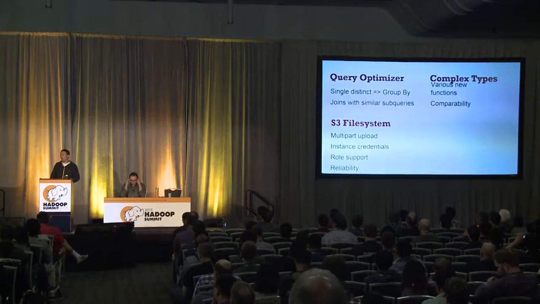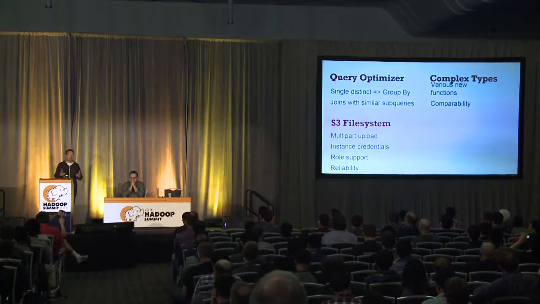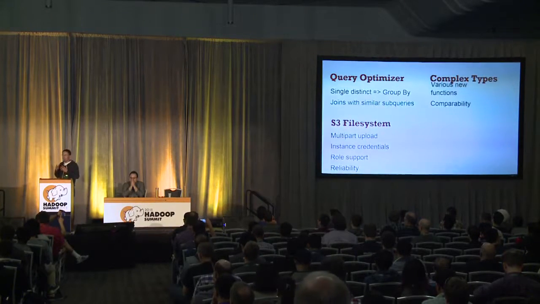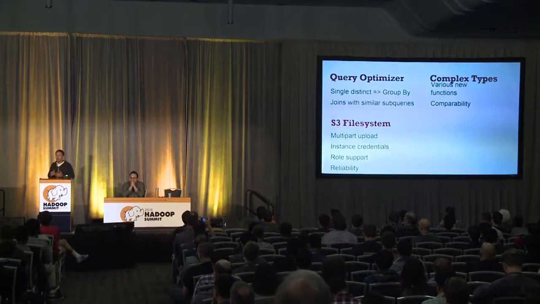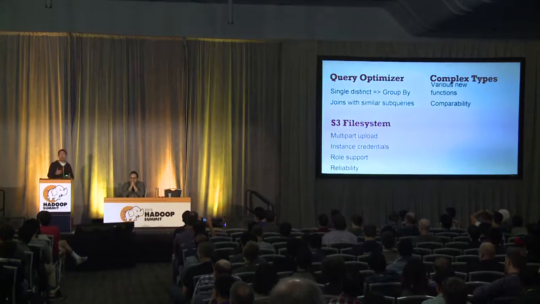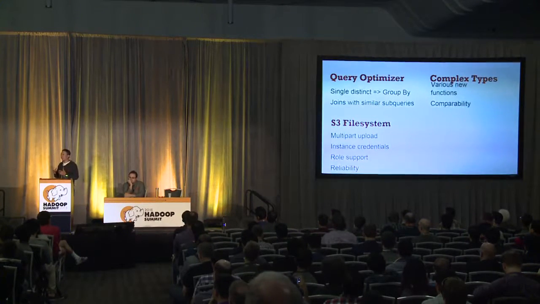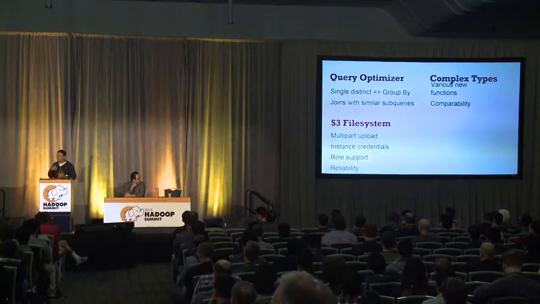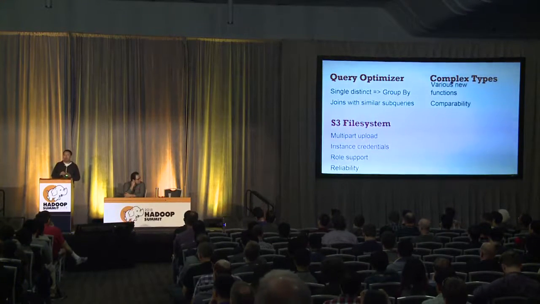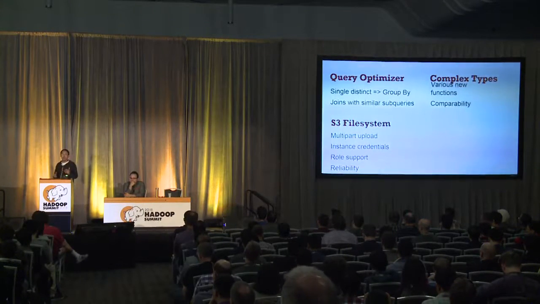One big thing we did is for the Presto S3 file system. Since all of our data is stored in S3, we contributed to the initial version of the Presto S3 file system. In addition, we did a number of things, including multi-part upload, instance credentials support, also the AWS role support, and we did exponential backoff, retries, and a number of bug fixes to make the S3 file system reliable. Now, they are in production quality.